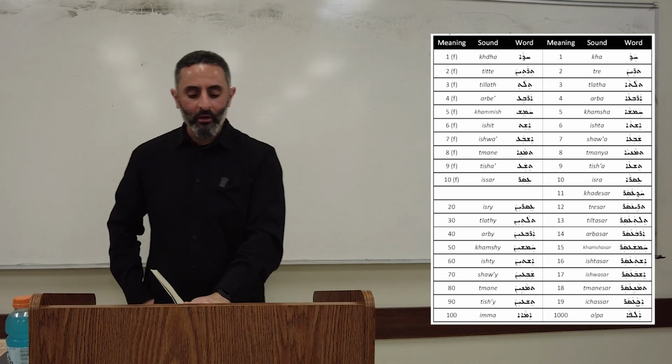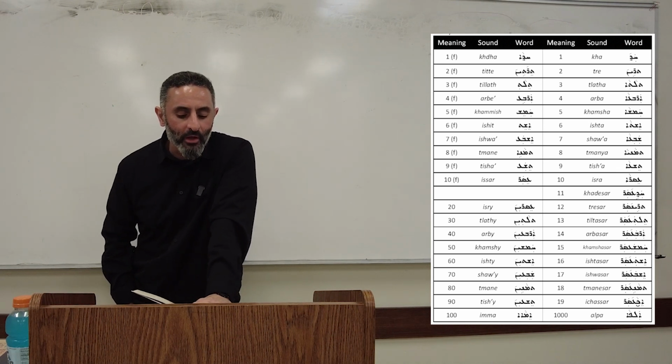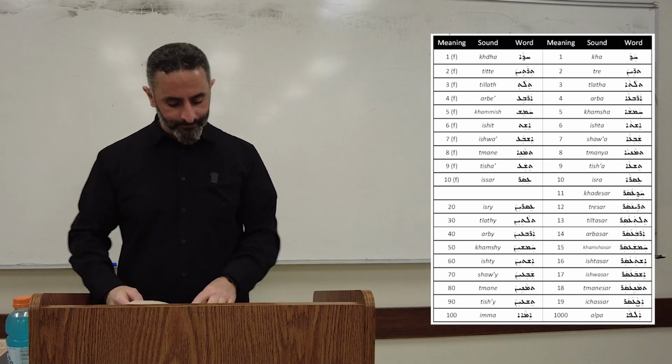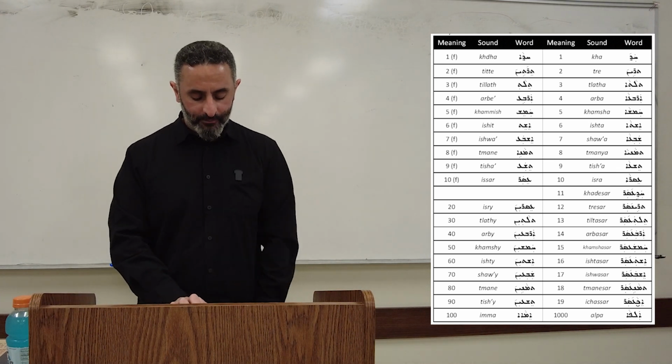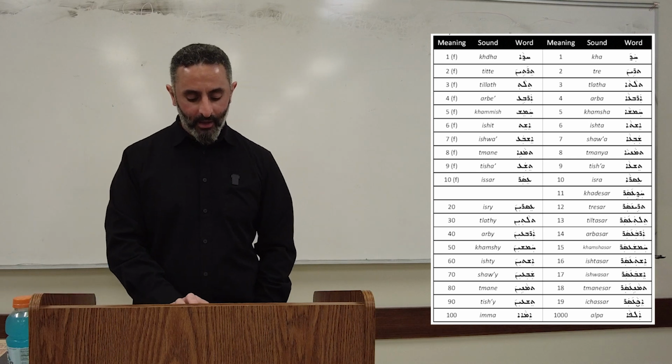The way you say one feminine, repeat after me. Gha. 2 is titte. 3 is tallath. 4 is arbe. Khamsha, ishta, ishwa, tmane, tisha, isra.